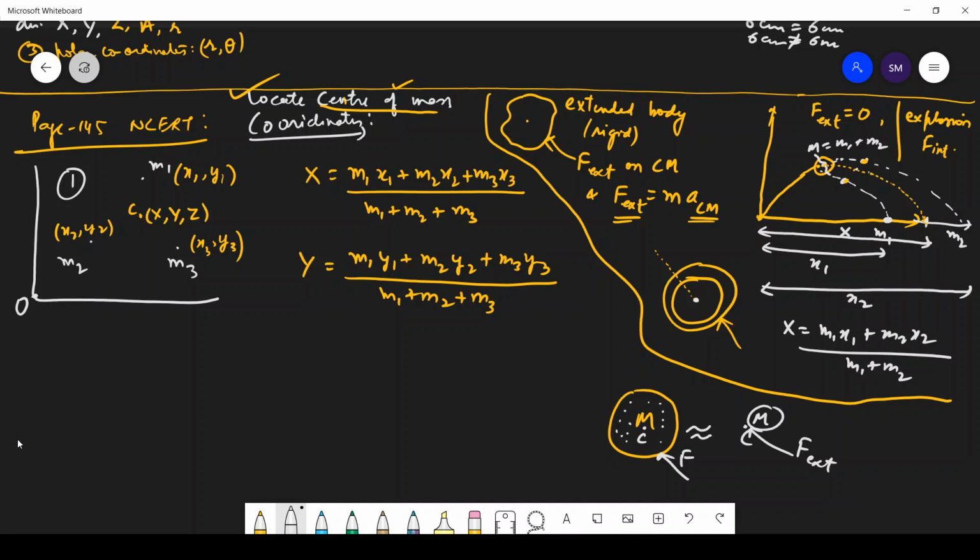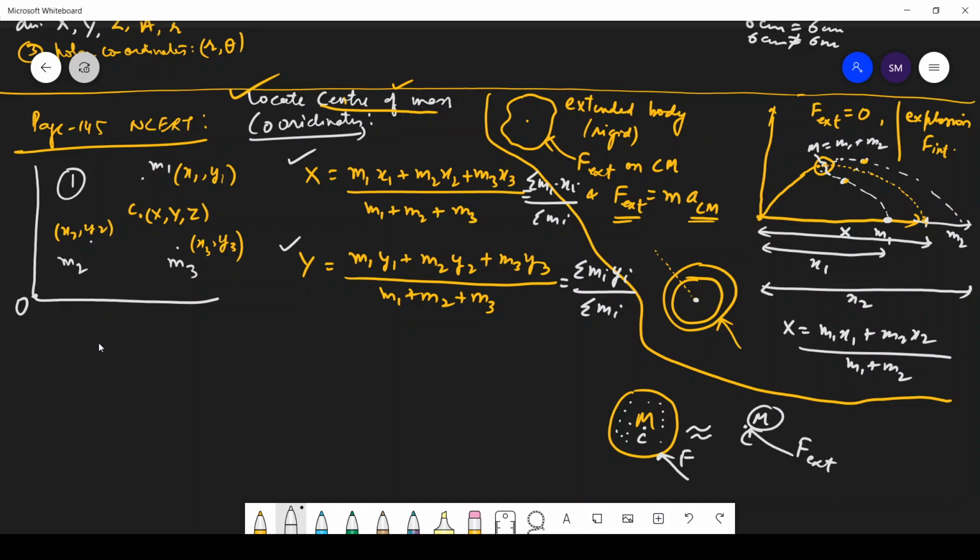So now students, when we have discrete objects like m1, m2, m3, so the masses are m1, m2, m3, we write the coordinates of the center of mass this way. Now, summing it up, how will we write it? Sigma mi xi upon sigma mi, right? And this as sigma mi yi divided by sigma mi, right?